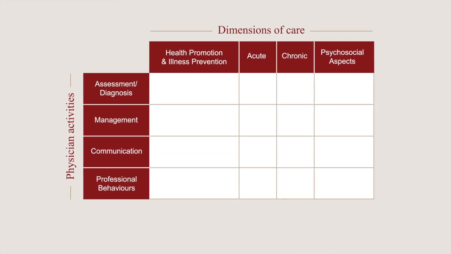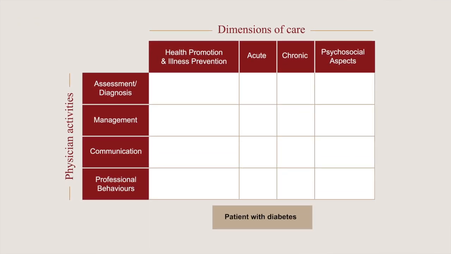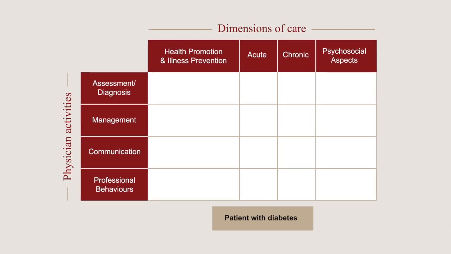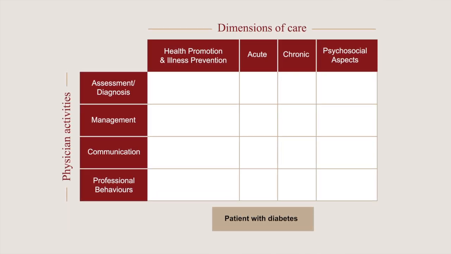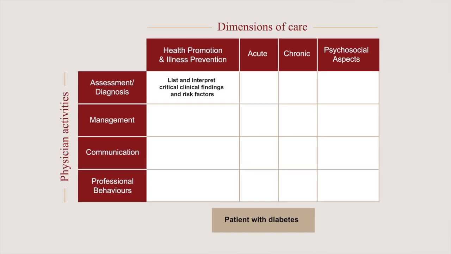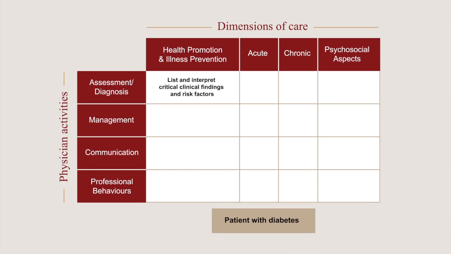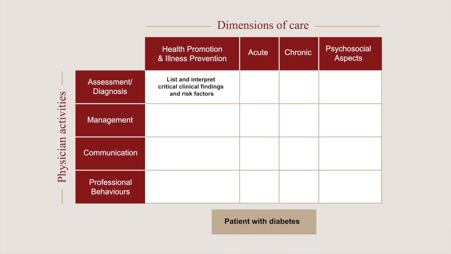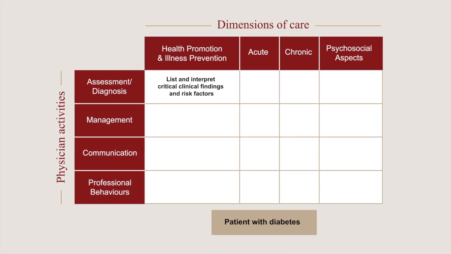Another excellent study resource are the MCC Objectives. They also align with the blueprint. If we look at the blueprint here and use diabetes as an example under assessment and diagnosis in health promotion and illness prevention, an example of a task would be to list and interpret critical clinical findings, including risk factors. A question could focus on the identification of important risk factors for diabetes.